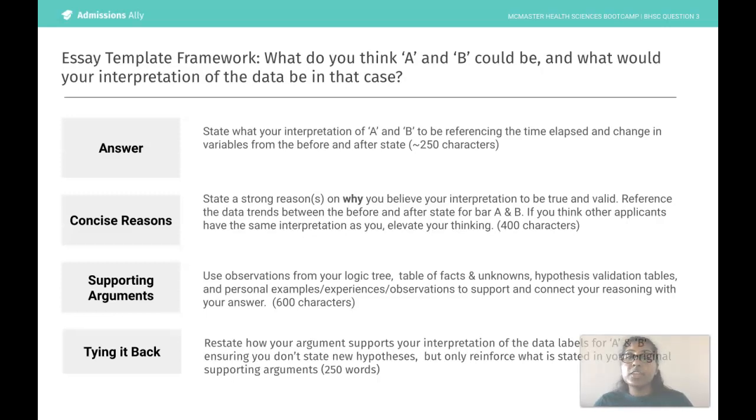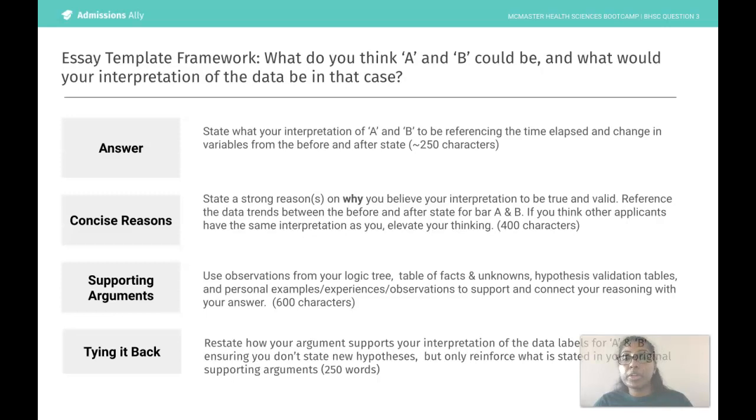When you get to stating your concise reasoning, make sure you state the trend that you see between the before and after, and then explain why you believe your interpretation to be true. Why is your hypothesis of these labels the strongest? And make sure that if you think your interpretation is the same as another applicant, that you elevate your thinking and try to be unique.